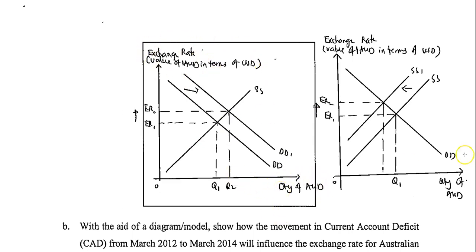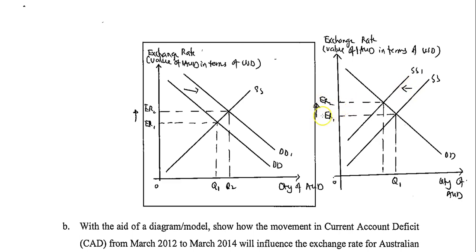Or you can also draw this one. Either one will do, because the question doesn't tell you in detail what has actually changed apart from the result that CAD has reduced. So you can draw this one as well, if you can explain that it could be due to lesser outflow, lesser debit from your balance of payment, or from your current account, hence lesser deficit. Lesser outflow of AUD would mean lesser supply of AUD in the market. So you can draw again the demand supply model, and then shift your supply curve to the left.